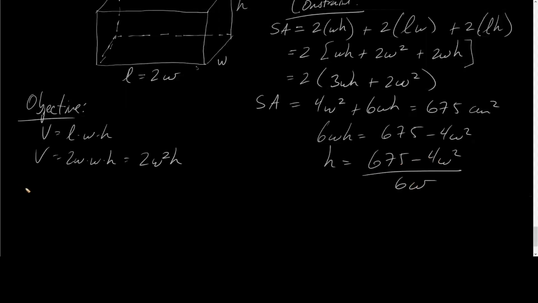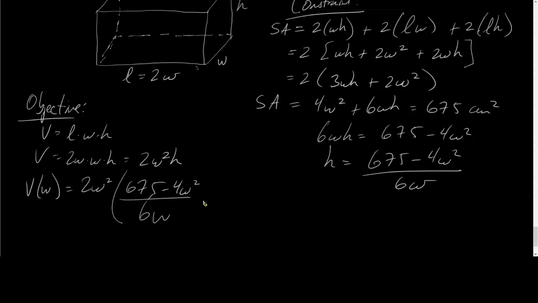So now we can definitely figure out the volume of this box with respect to the height. So it's going to be 2W, not with respect to the height, with respect to the width, right? Because our variable is W. So 2W squared times 675 minus 4W squared over 6W.